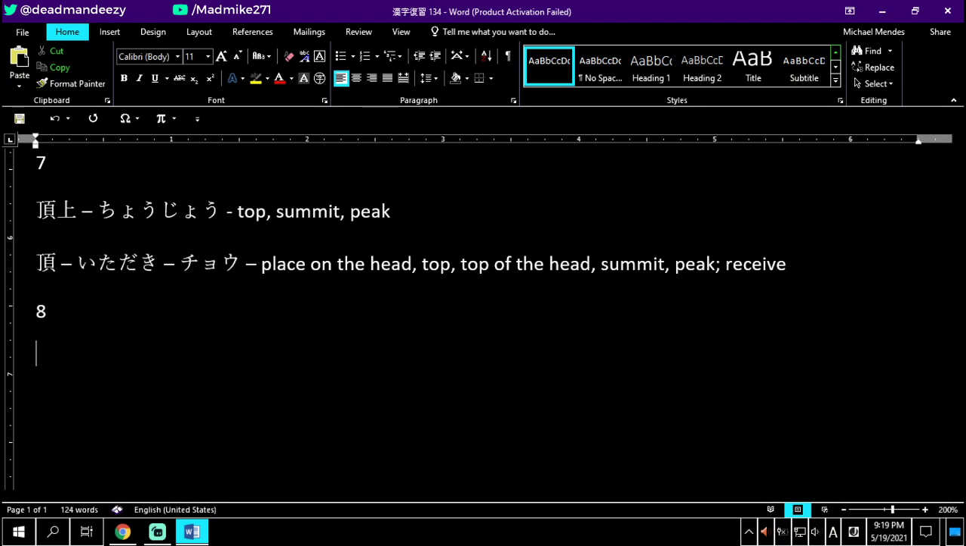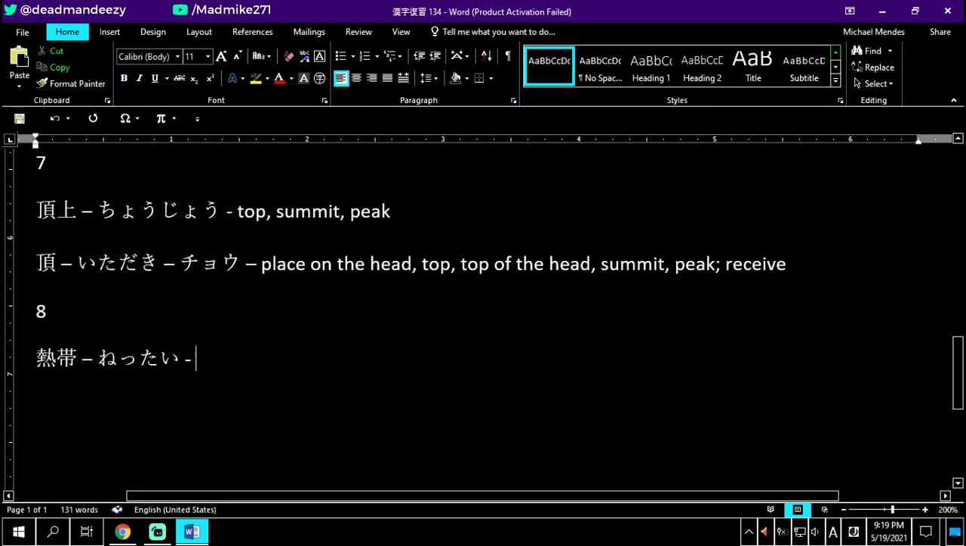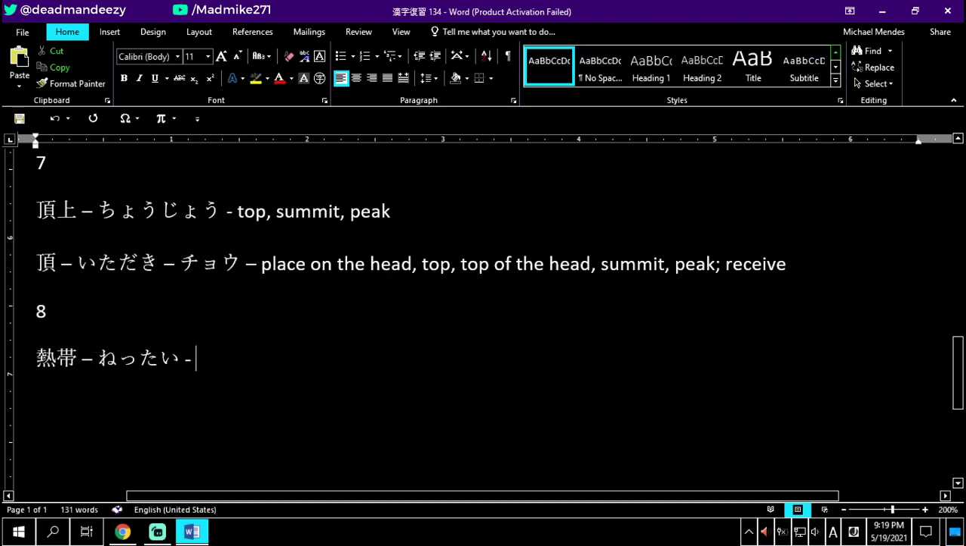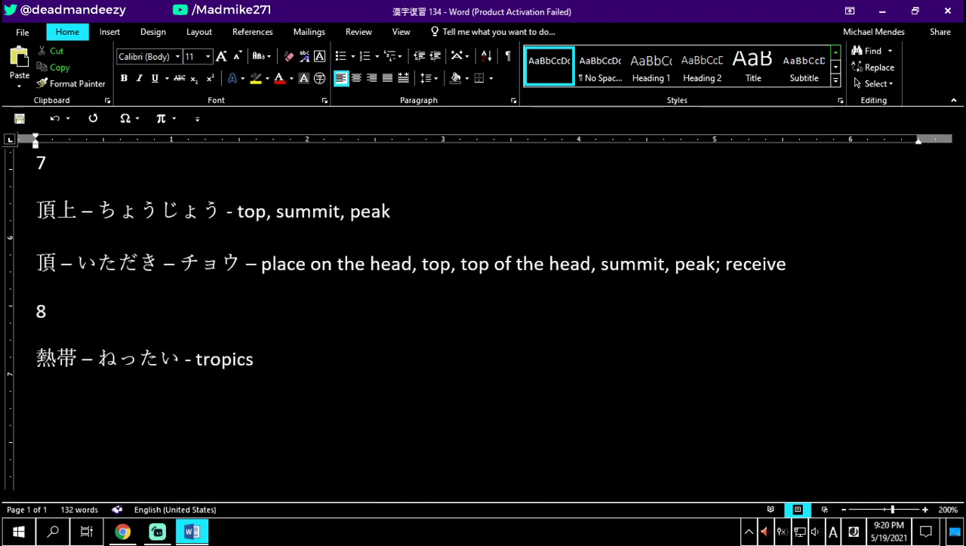Number 8. Number 8 is nettai. We've already studied both of these kanji in very different words. On the right side we have tai, as in keitai denwa no tai, which is a sash or a belt, something that you use to carry something with. And on the left side we have netsu, which is a fever. So the feverish sash or the feverish belt are the tropics. The feverish belt around the earth. Nettai are the tropics.